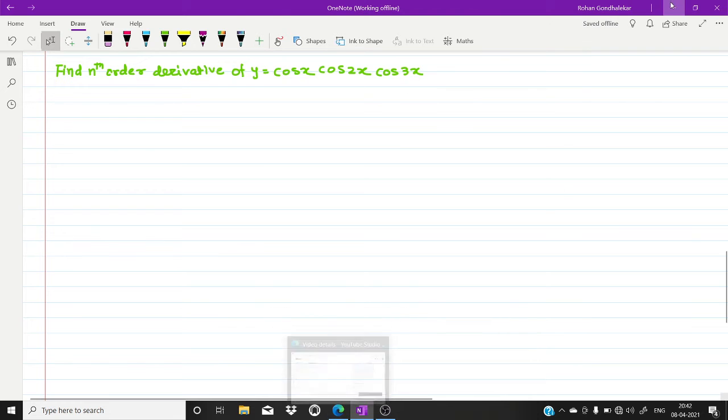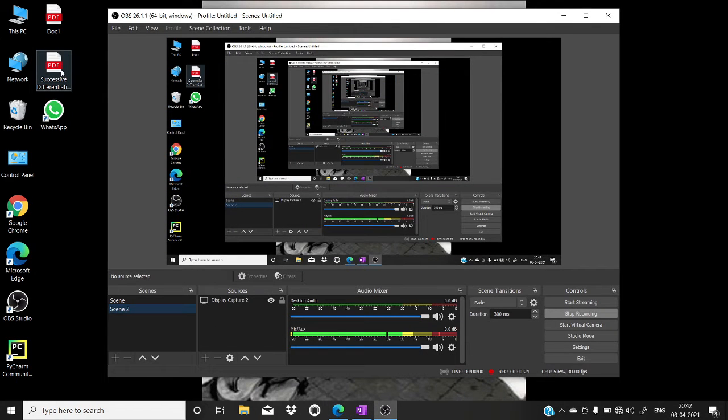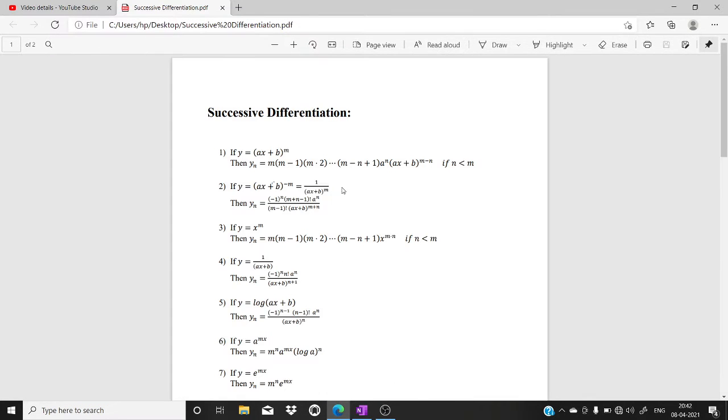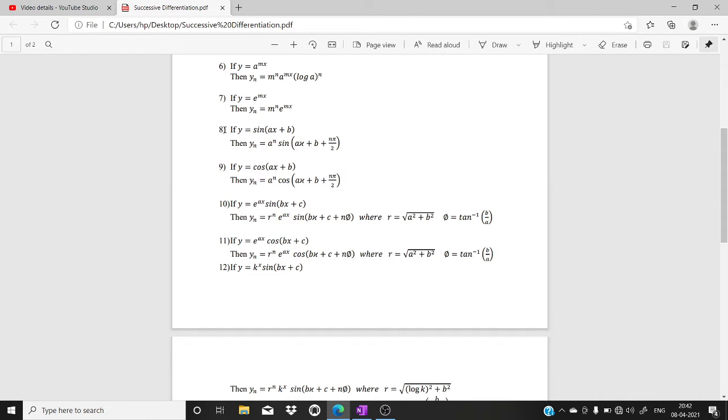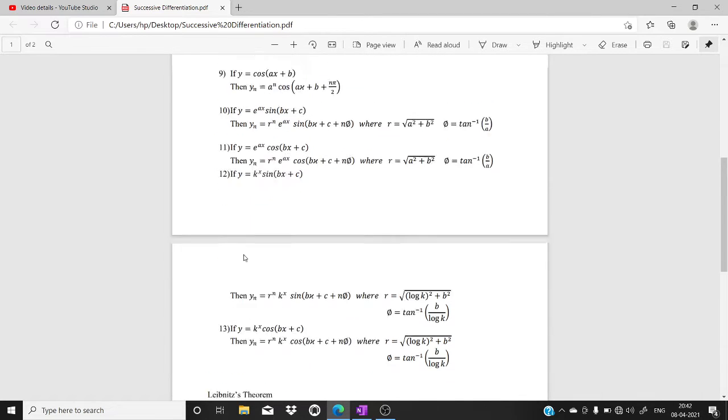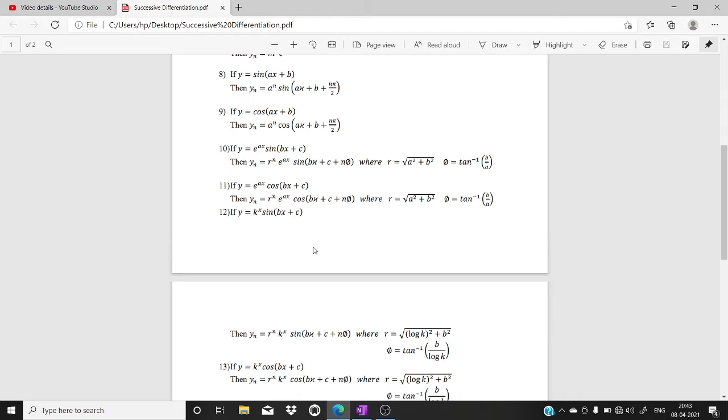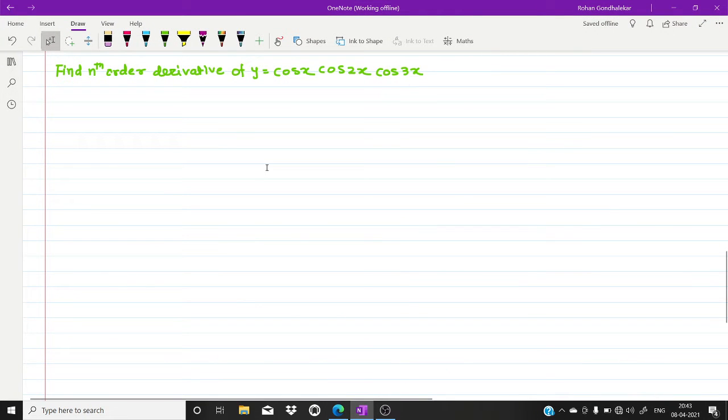Just have a look on this particular. I open the PDF file. See here from the formula number 8 to 13, everywhere the trigonometric terms are involved. Then how to get their nth order derivative? That's a very important point. Now just come to this example.